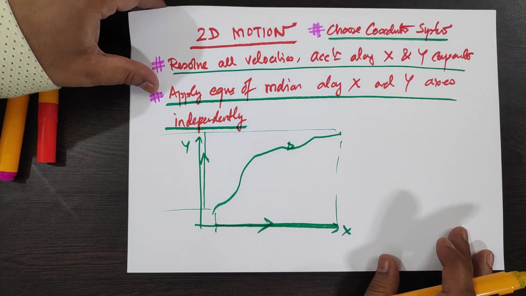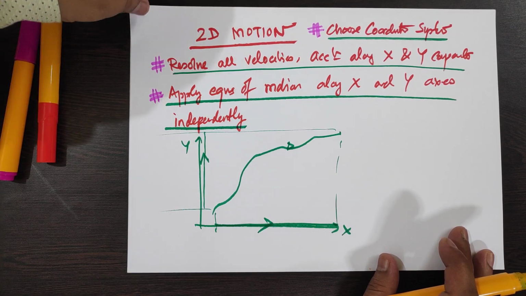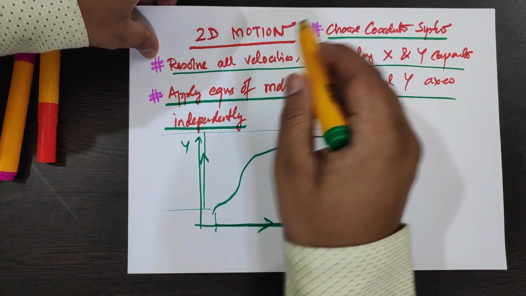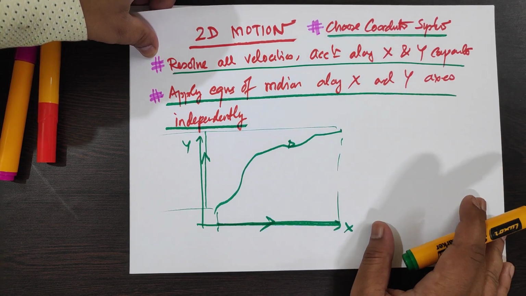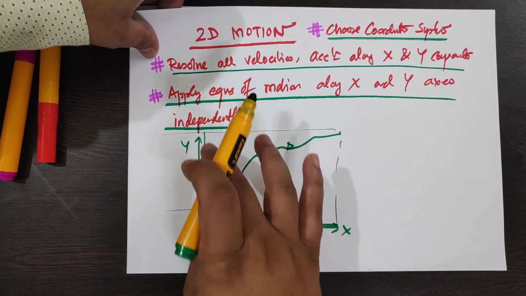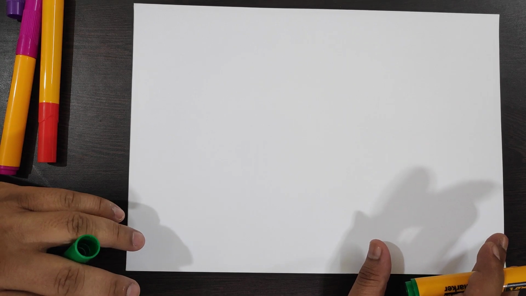So right now we will be dealing with cases of 2D motion with constant acceleration, and we can extend the same concept. The concept will be the same even if the acceleration is not constant. It may change with time, whatever. Then also you can deal with it as two separate 1D motions along x and y axis. So first let's see how to solve problems, and later on we'll go deeper into the concepts.